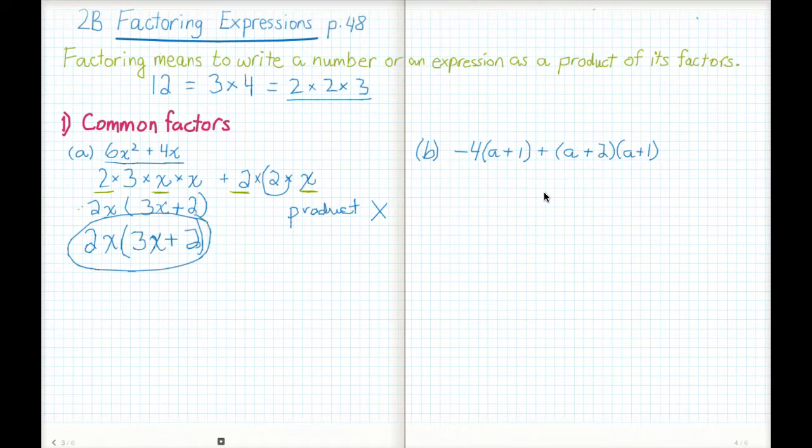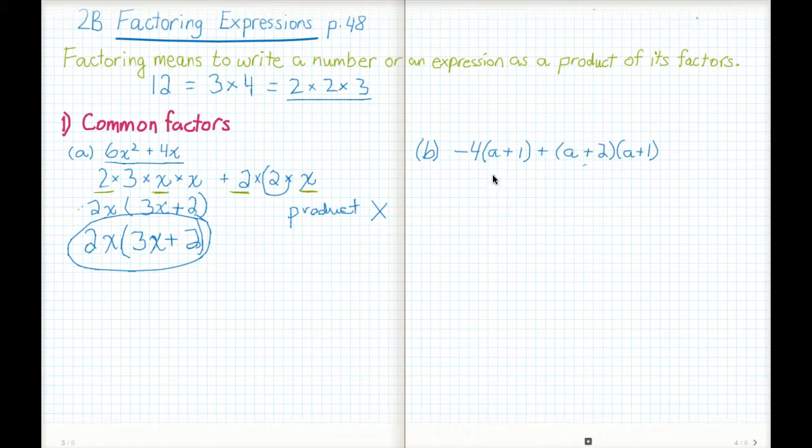Okay, let's try one that looks a little bit more complicated. Here we have something that's kind of already factored. We have negative 4 times (a plus 1) and (a plus 2) times (a plus 1). These are all factors already. A plus 2 is a factor of this expression, and a plus 1 is also a factor of this expression. And here negative 4 and a plus 1 are factors of this first expression. So this is already factored for you, and now we look and see what are the common factors.